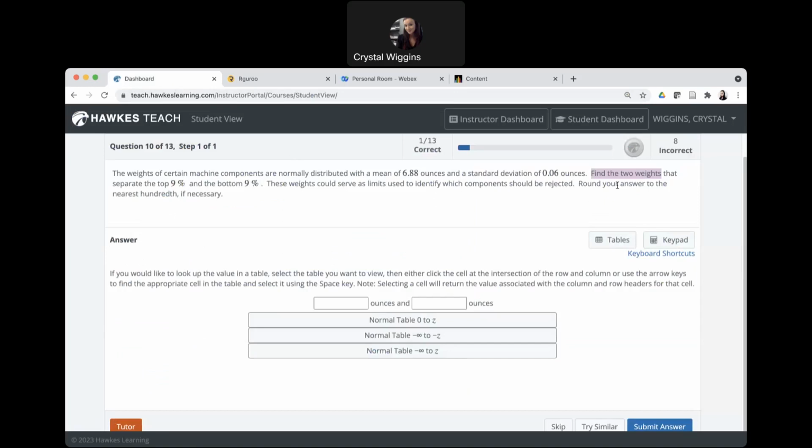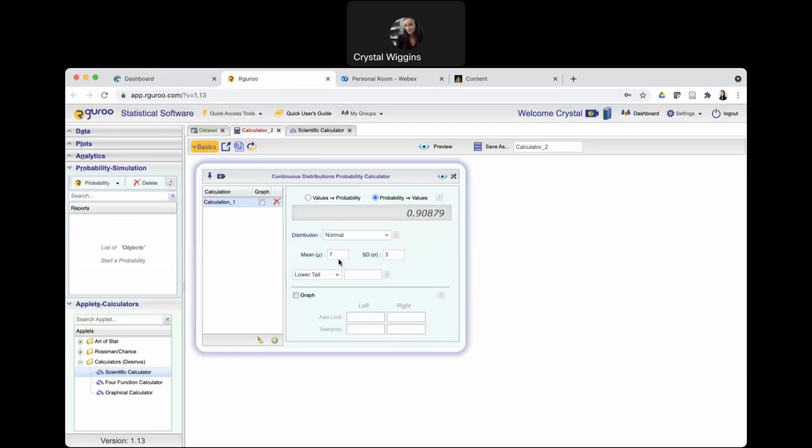I need to find the two weights that separate the top 9% and the bottom 9%. Okay, so let's type in our mean. Let me write this down. We have a mean of 6.88 and a standard deviation of 0.06. Let's get those into the boxes. Okay, 6.88 and 0.06. It wants me to find the weights that mark the top 9% and the bottom 9%.